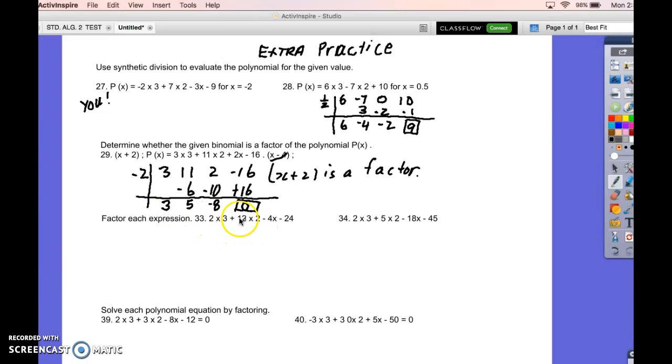2x cubed, let's group by 2. So we have 2x cubed. I'm going to group it with the 1 beside it, which is the 12x squared.